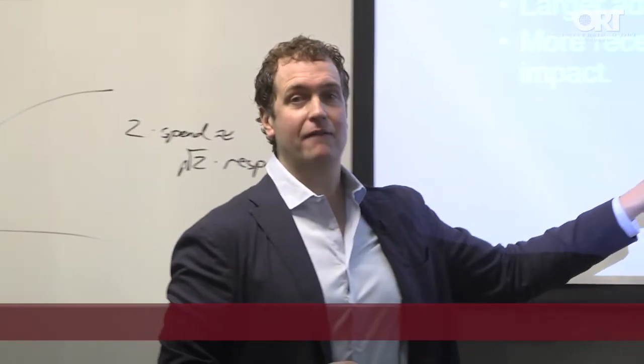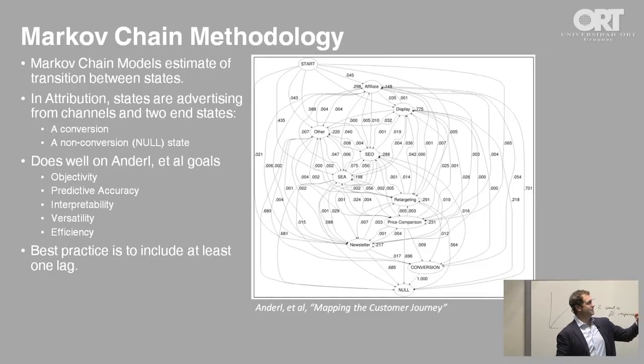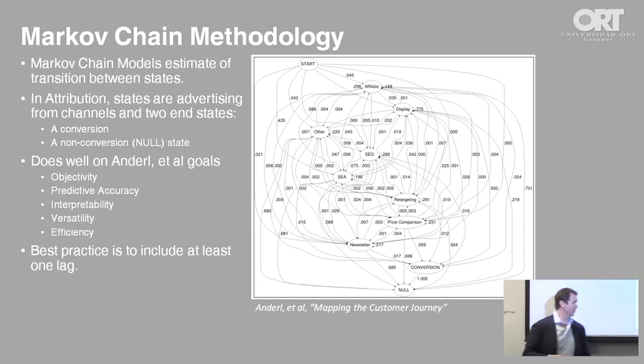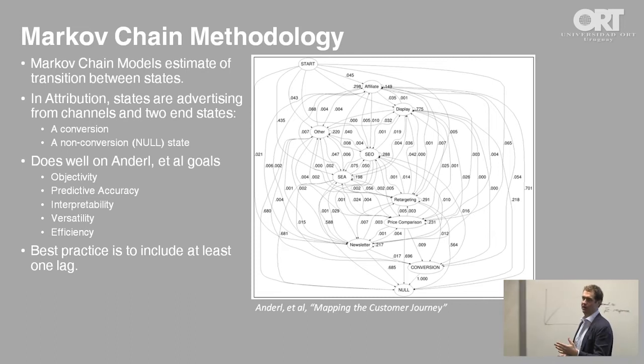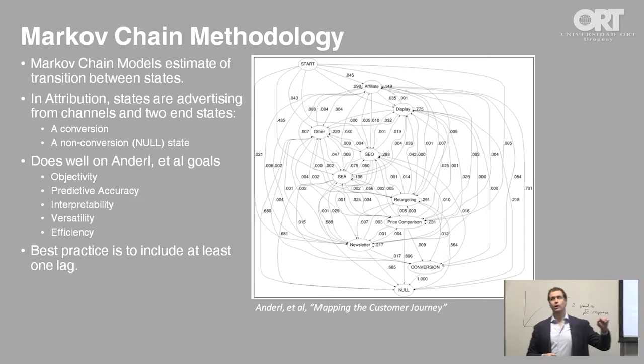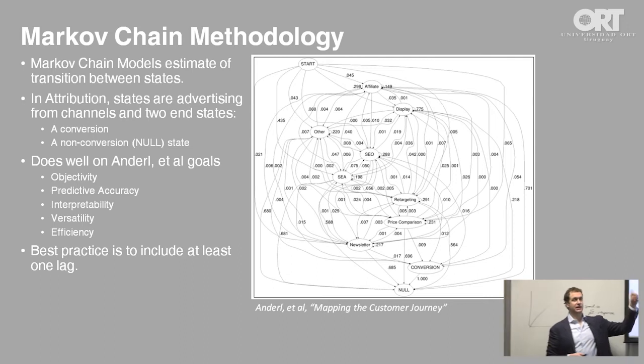So you can use survival models to look at multi-touch attribution. This is an amazing chart from actually a great paper, this Anderl et al., Mapping the Customer Journey. I highly recommend it, partially because it talks about this Markov model approach, but it also has a great list of what do we want out of a multi-touch attribution algorithm. So objectivity, right?